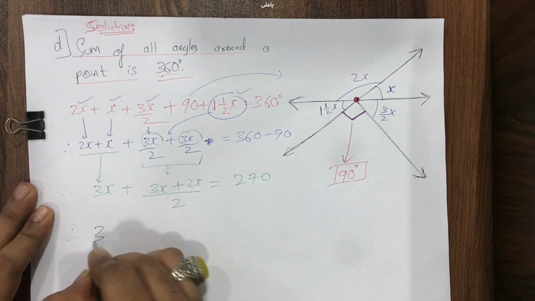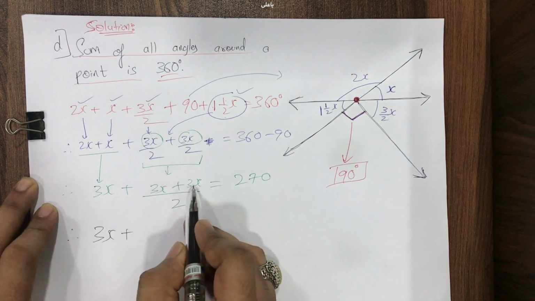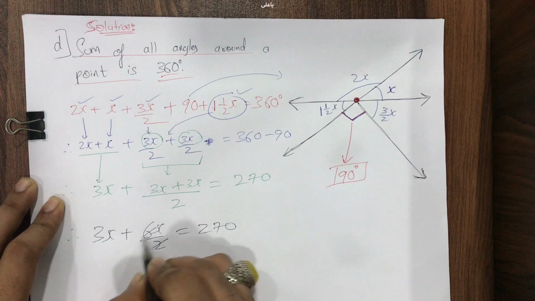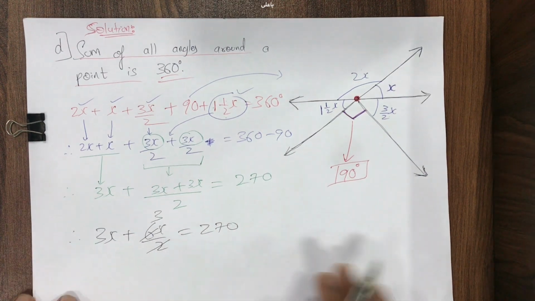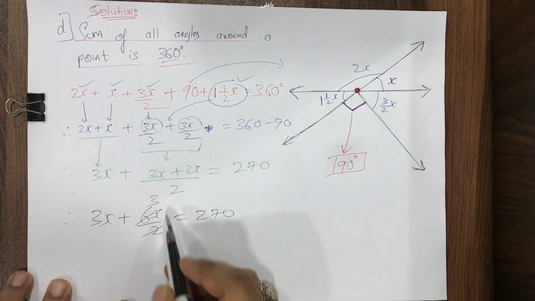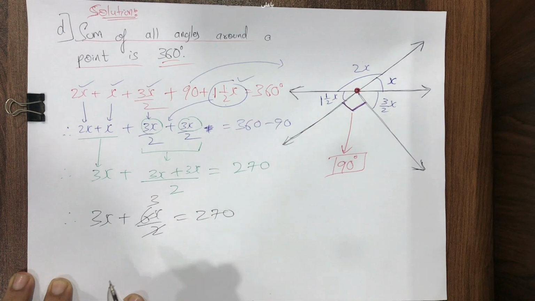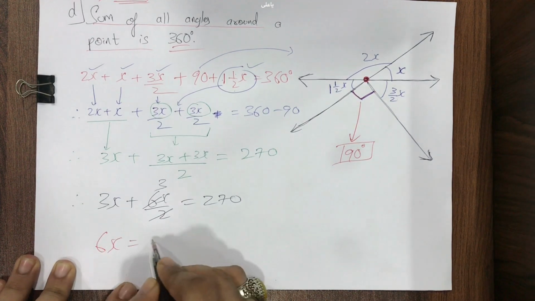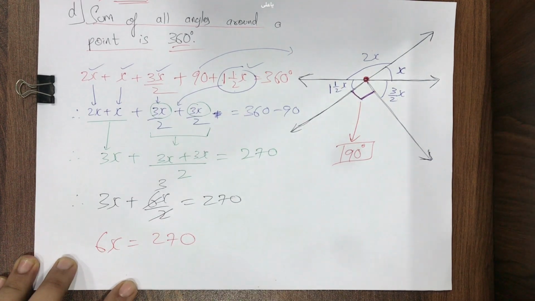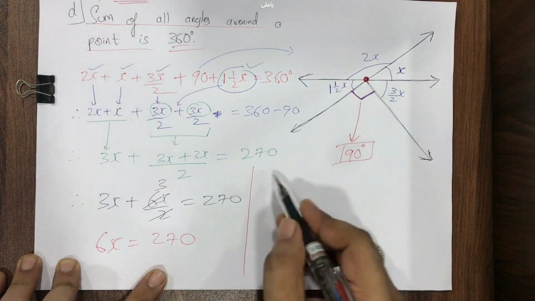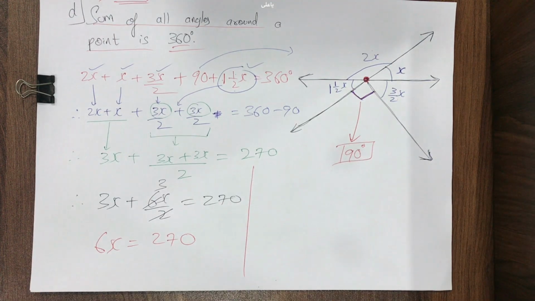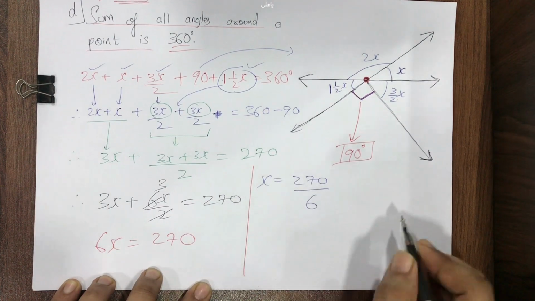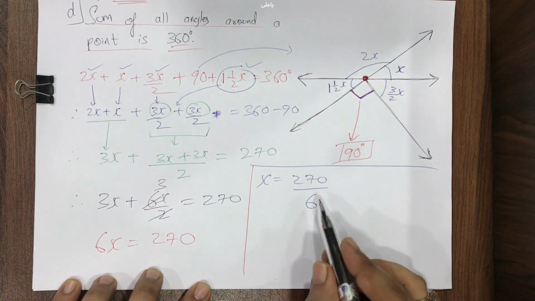Therefore 3x plus 3x is 6x. 6x upon 2 is equal to 270. 2 ones are 2, 2 threes are. So when I did the reduction, we remained with 3x. So 3x plus 3x is how much, 6x, right? So this will be 6x is equal to 270. Now students, let me do it over here. 6x equals 270. So x will be how much? 6 will go down. x is equal to 270 upon 6.